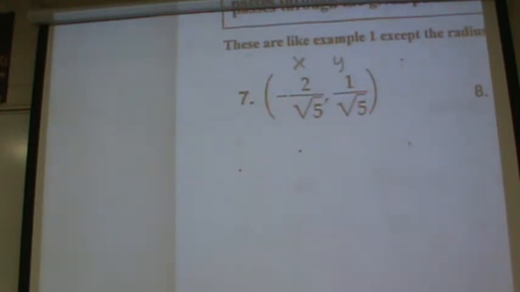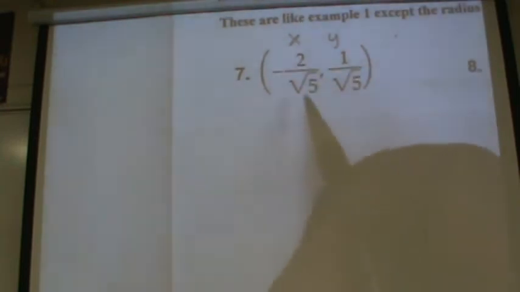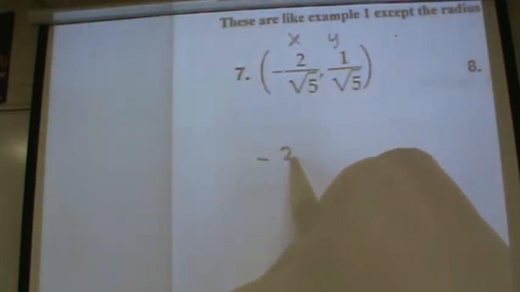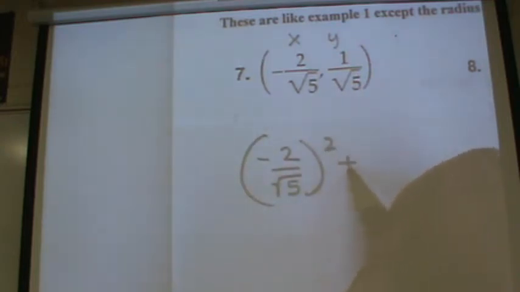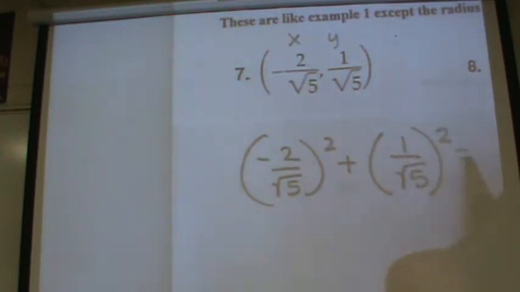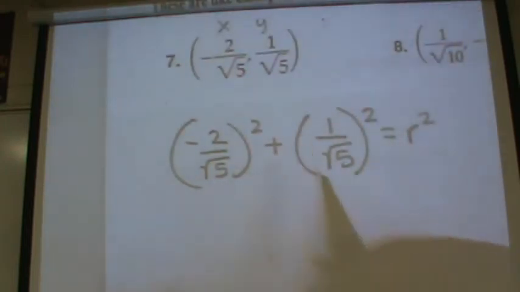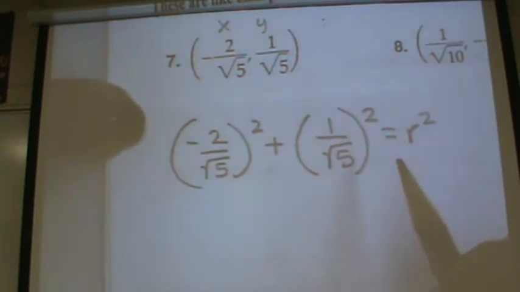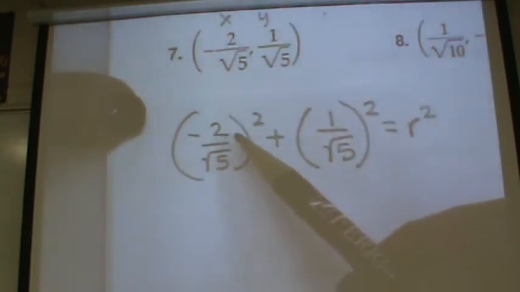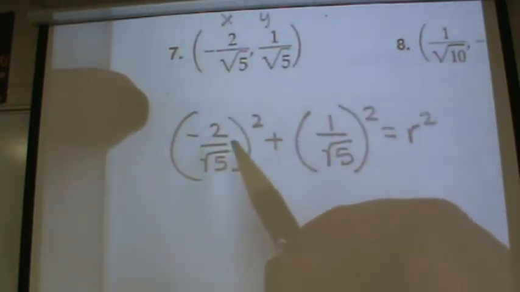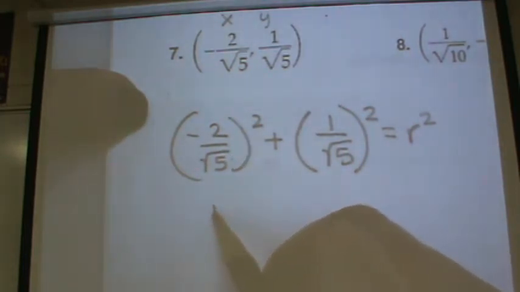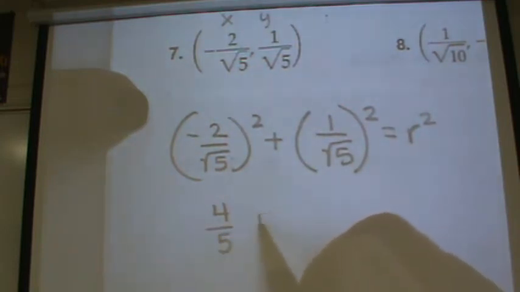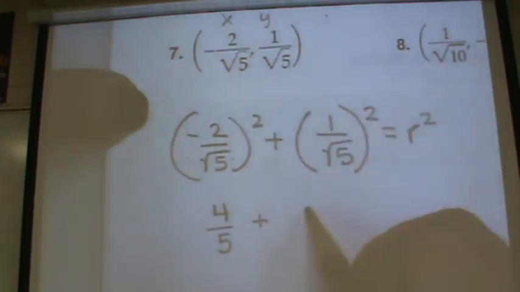If you were to take these two values and square them, these are your legs, square them. And once we do the first one, we don't have to do the other ones. We don't have to find the r value, because I'm telling you it's 1. If you squared negative 2 over root 5, what do you get? What's negative 2 over root 5 times negative 2 over root 5? It's 4/5.